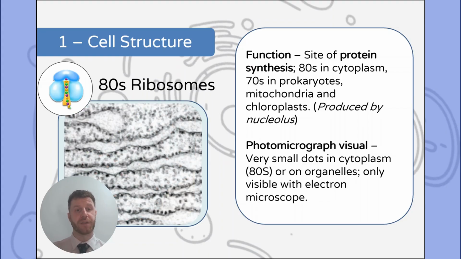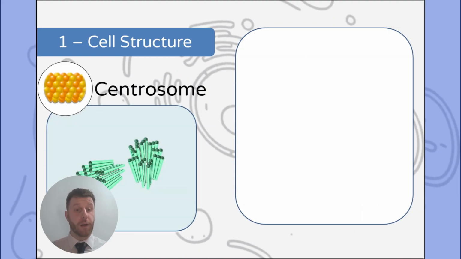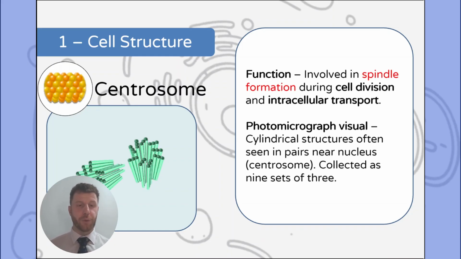Photomicrograph visual, I've used exactly the same one that you will recognize before. They are the small black dots which you find on the outside of the membrane of the rough endoplasmic reticulum. Okay, and now we're going to move to some very strange new organelles that you almost certainly haven't heard of before. The first of those is the centrosome. Now, it's a bit difficult with the wording here, and so I'm going to clarify that for you afterwards, but the function of the centrosome is to make spindles.